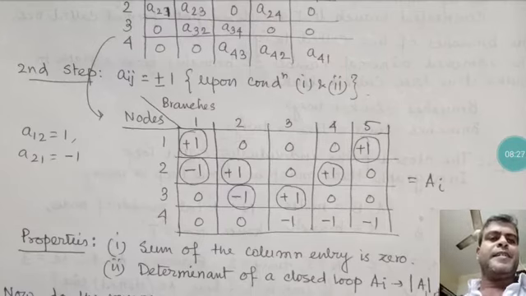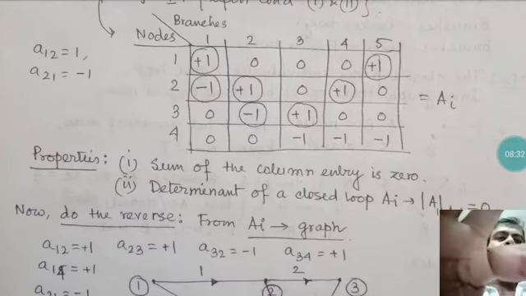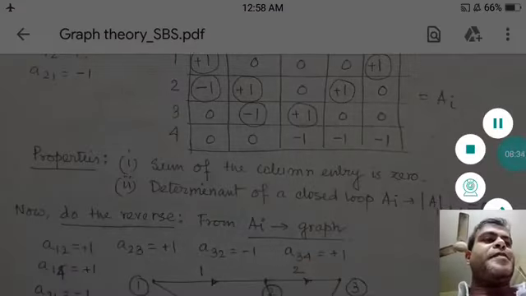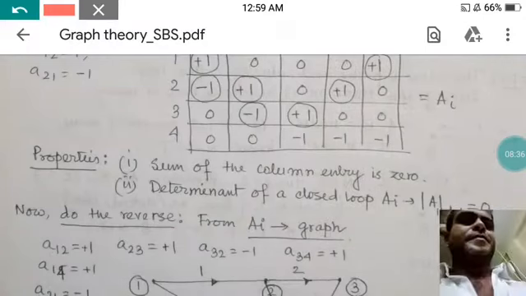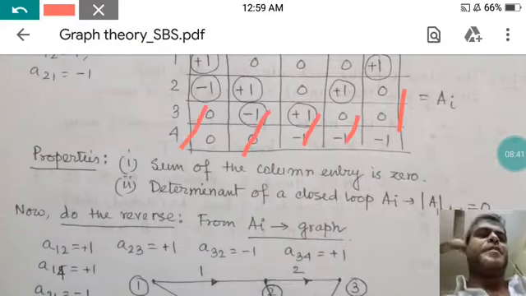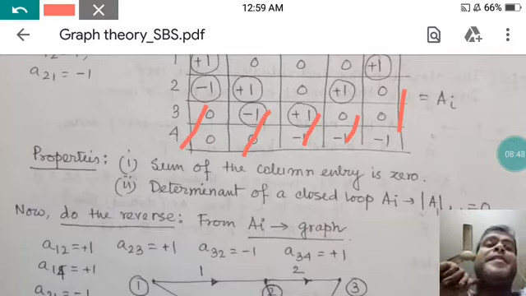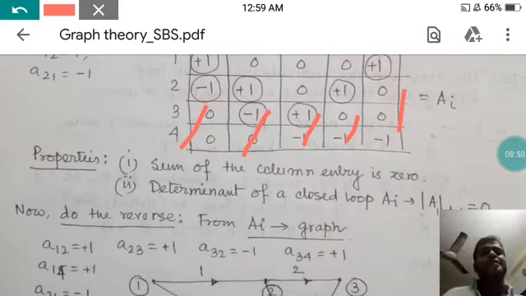Now what are the properties of the incidence matrix? If you take the entries of each column individually, meaning the entries of the first column, or the second or third or fourth or fifth, the summation of the column entries must always be equal to 0. When you are making an incidence matrix, you should always check whether each and every column sums to 0. If it is not 0, obviously you are making something wrong, because it is not the actual incidence matrix.